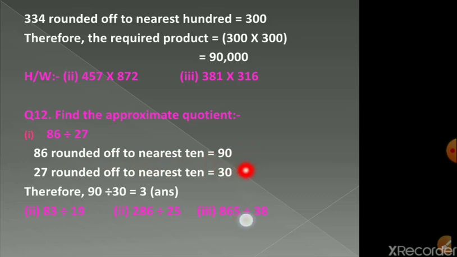27, 7 in the ones place. So again we can round off 27 as 30. So if I divide 90 divided by 30, 3 is the answer.